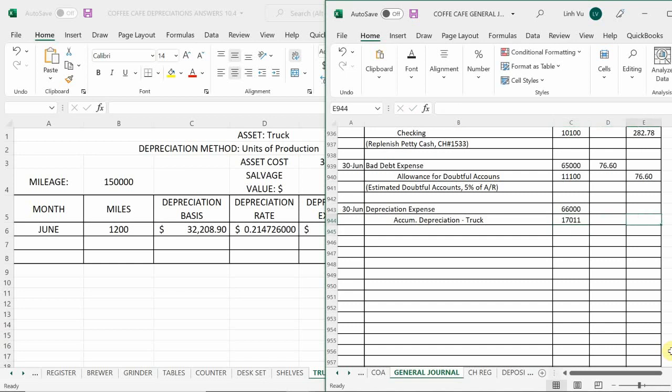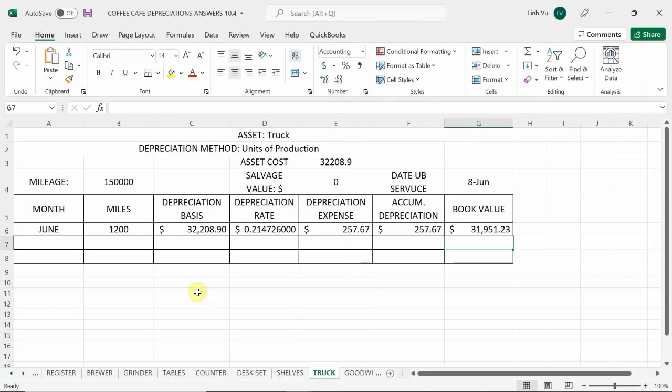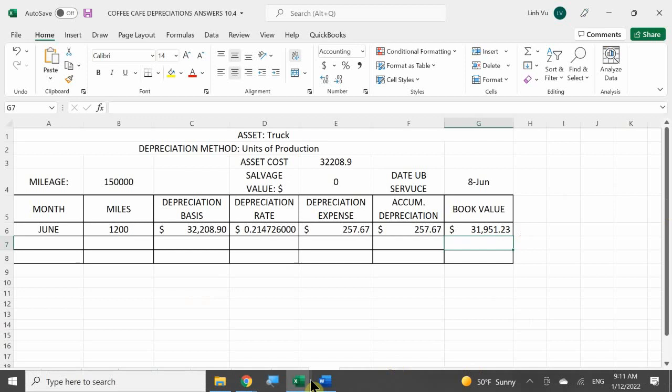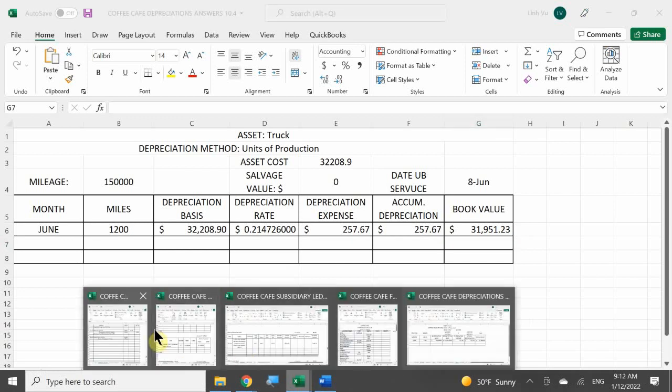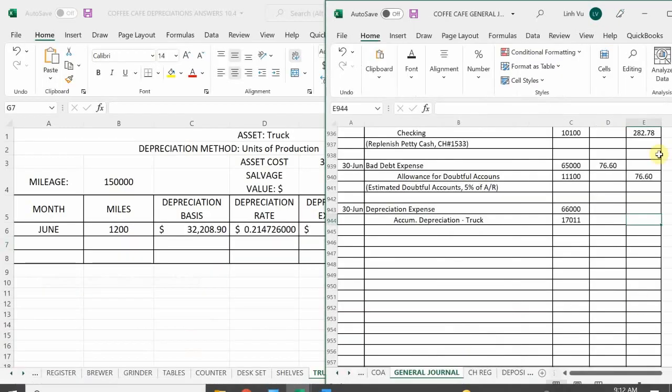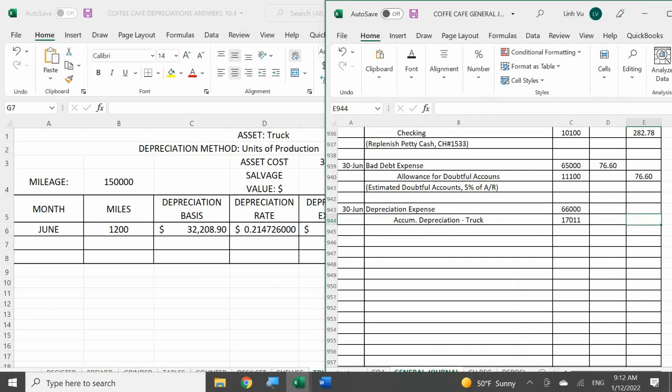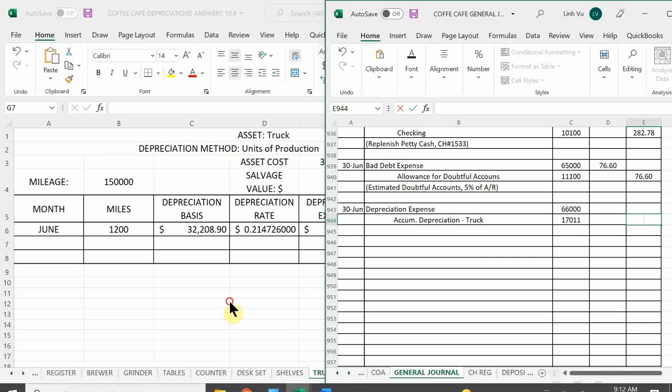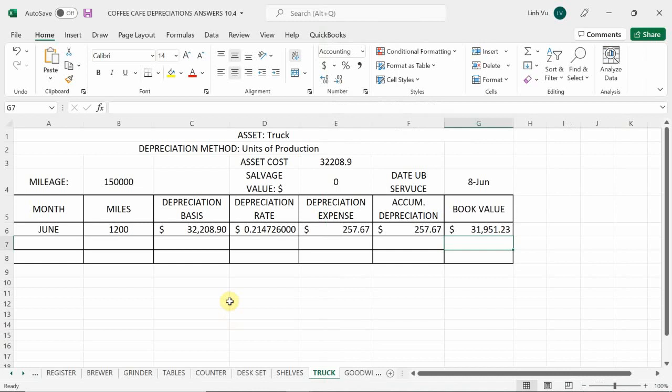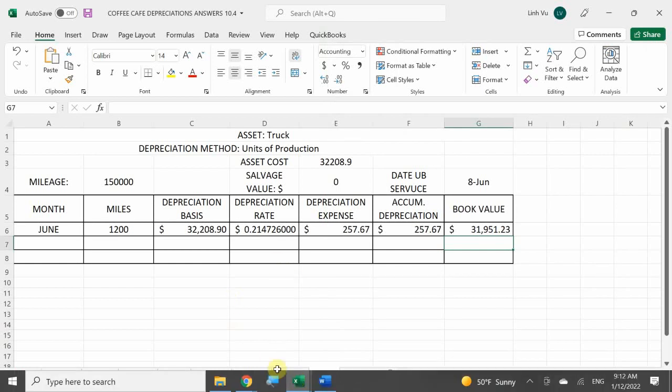And we know so far that the accumulated depreciation for the truck is 257.67.